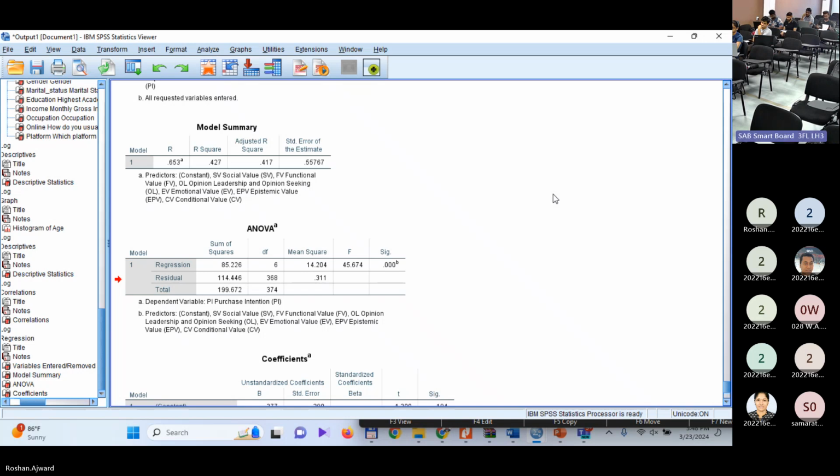So please continue what you have written. Since in the given example the sig value is less than 0.05, it is concluded that the overall model is valid.